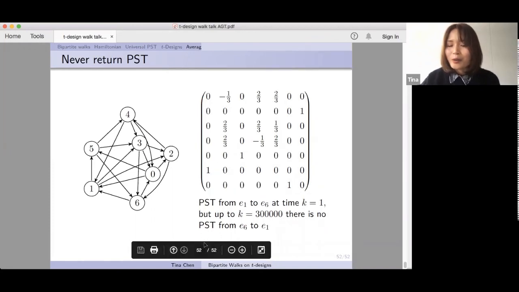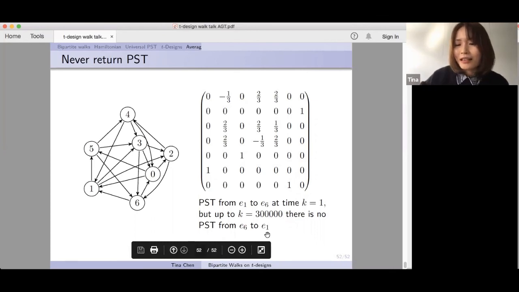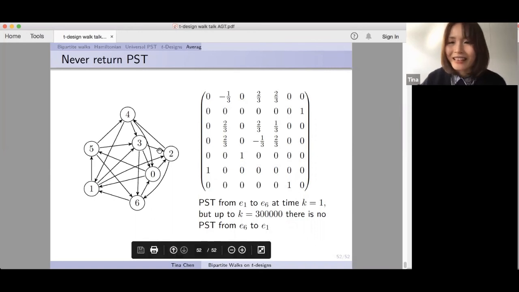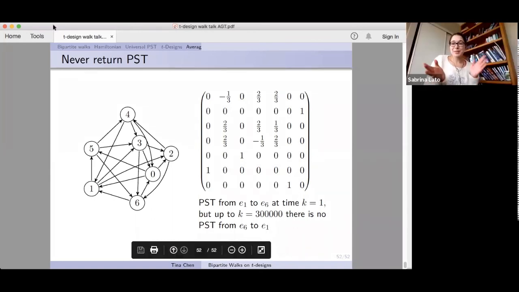But when I did the calculation in Sage, I checked up to 300,000 steps, and there's no perfect state transfer from E6 to E1. So there's no return to E1. It comes very close to 1, but it never actually gets to 1. Yeah, that's all I have today. Thank you very much.